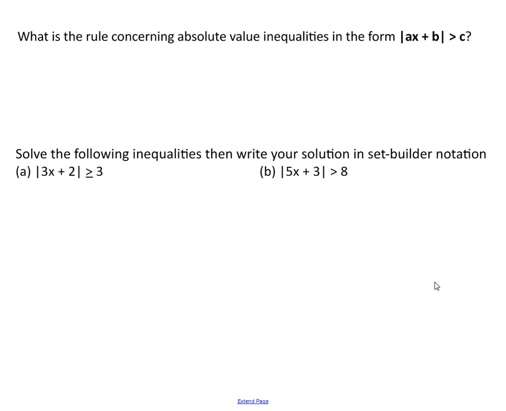Welcome back, section 2.8, continuing on our discussion on inequalities. And now we're going to discuss the rule, what happens if we have an inequality of the form absolute value of ax plus b is greater than c.